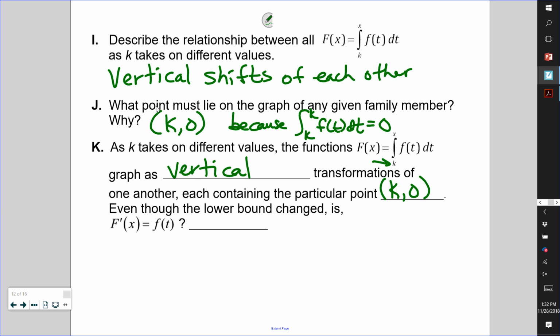Even though the lower bound changed, is f prime still equal to f of t for all of them? Yes, because f prime is slopes of those lines, and that doesn't matter if I shift it up and down if the shape is the same, right? So this is important, an important connection between those things. That's why we need to know that.